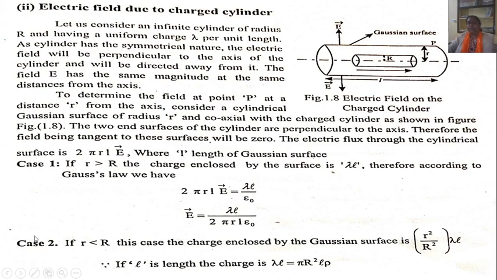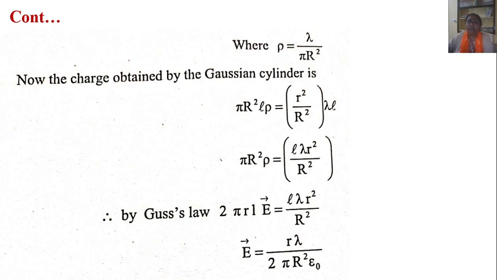In the second case, if r is less than R, then the charge enclosed by the Gaussian surface is r squared upon R squared into lambda L. If L is the length, the charge is lambda L, where rho is lambda upon pi R squared. So the charge enclosed by the Gaussian cylinder is pi r squared L into rho, equal to r squared upon R squared lambda L.